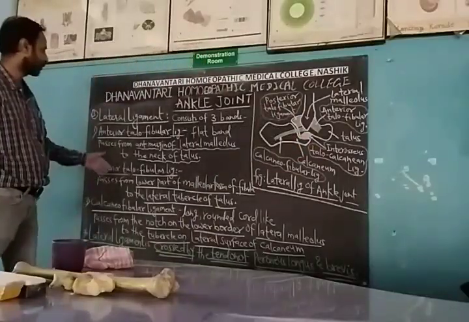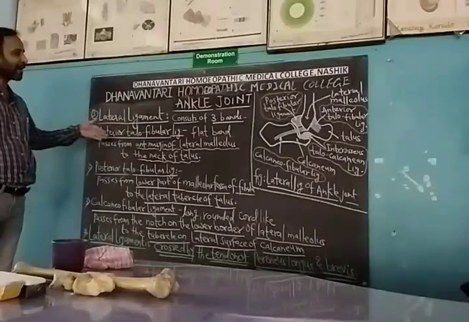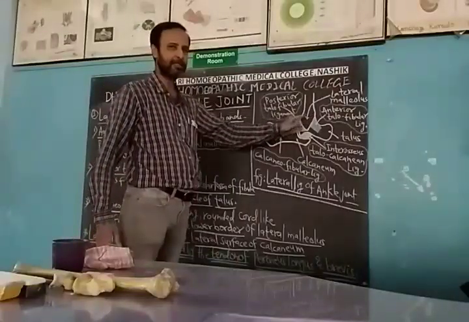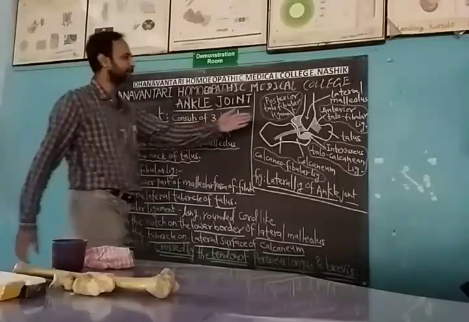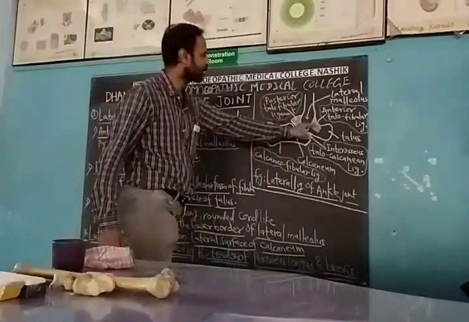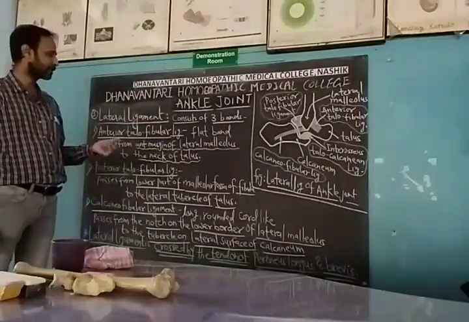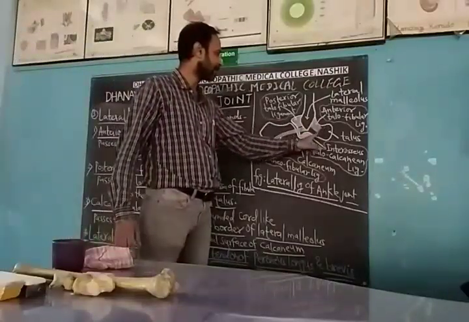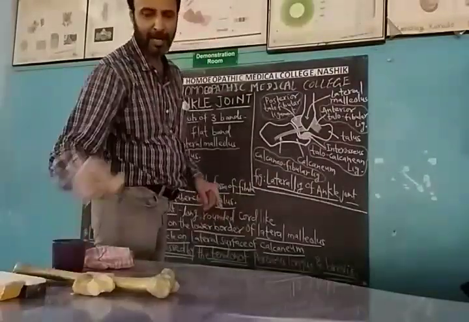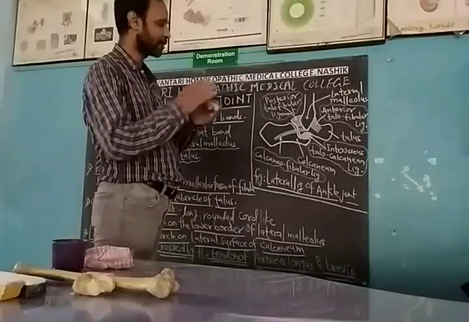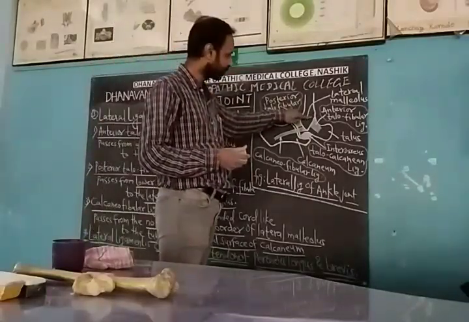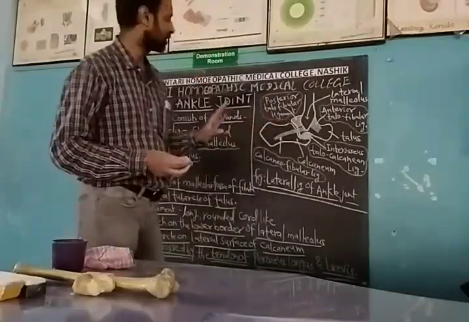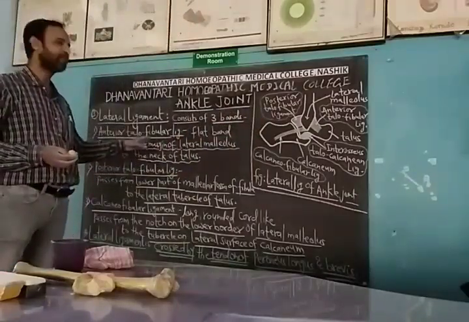Now, where is it attached from and to? It passes from the margin of the lateral malleolus, the anterior margin, to the neck of the talus. Here, this is the head and this is the neck of the talus. So the attachment of the anterior talofibular ligament is from the anterior margin of the lateral malleolus of the fibula to the neck of the talus.